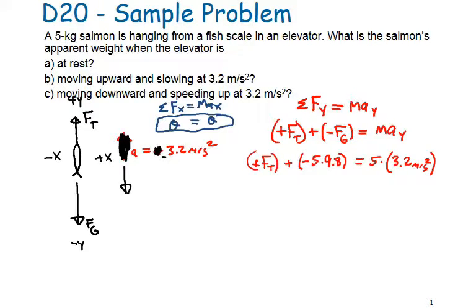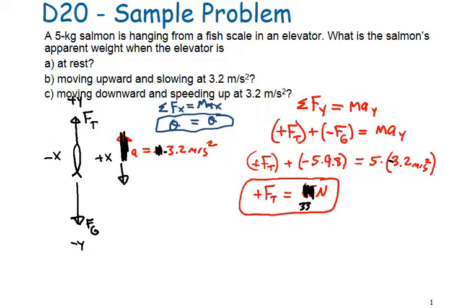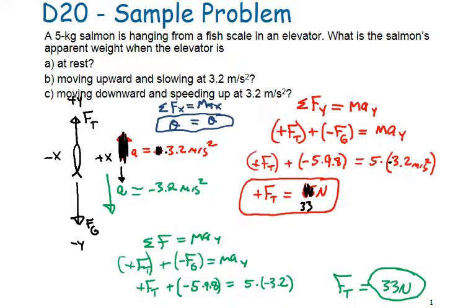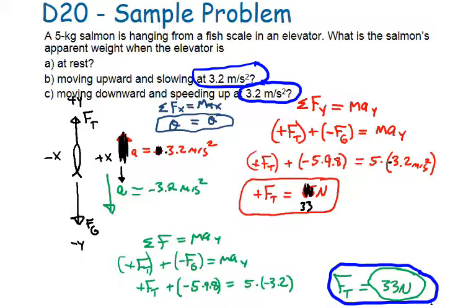Now, moving upward and slowing, so that would mean that it's going upwards, but because it's slowing, the acceleration would be downwards, therefore negative 3.2 meters per second squared. We would have a force of 33 newtons as our tension. And then finally, moving downwards and speeding up. So we're moving downwards, but we're speeding up, so the acceleration is downwards. We would also get an apparent weight of 33 newtons. So the common mistake here is to not recognize what the acceleration is and then put in an incorrect value.